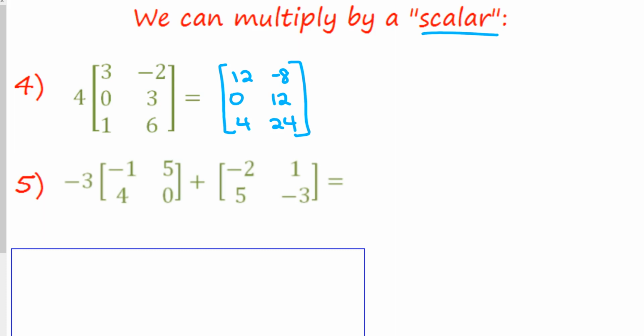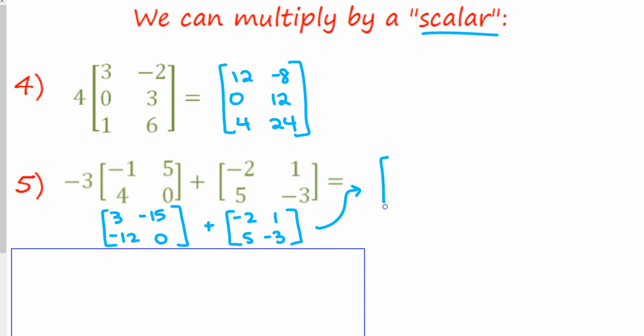Okay, here we have a combination of multiplying by a scalar as well as adding matrices. So just think about the order of operations you would use for real numbers and apply the same order of operations. So the first thing I would do is multiply the scalar -3 by the first matrix and write that out. So we have 3, -15, -12, 0. And then we would add the second matrix by adding the elements in like position. And that's going to give us 1, -14, -7, -3.